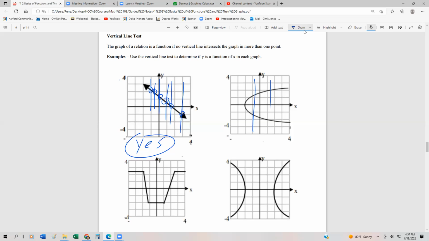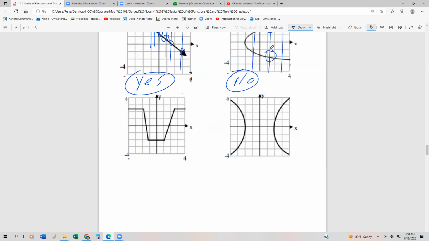However, we can draw a bunch of vertical lines, and all it takes is one. When we draw a vertical line through that sideways U shape, it has at least 2 points of intersection. And so we're going to say that that is not a function. Similarly, for the one directly below it, if we drew a bunch of vertical lines, at pretty much any of those, we could just go ahead and say no.